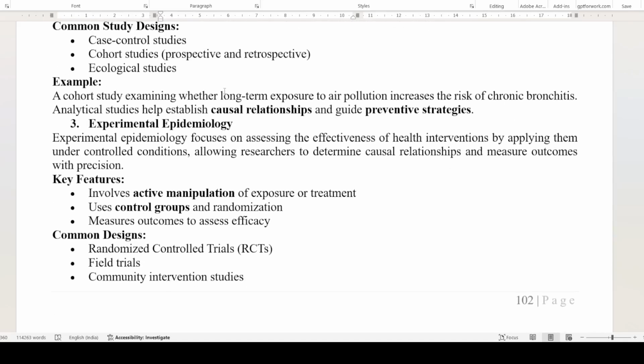For example, a cohort study examining whether long term exposure to air pollution increases the risk of chronic bronchitis or not. So, we are trying to establish the causal relationship between air pollution and the risk of chronic bronchitis, and this guides us to have the preventive strategy to prevent chronic bronchitis in people where air pollution is the main environmental concern.